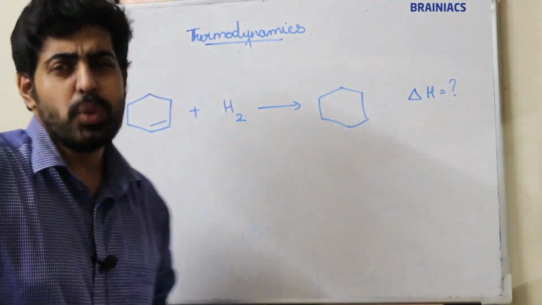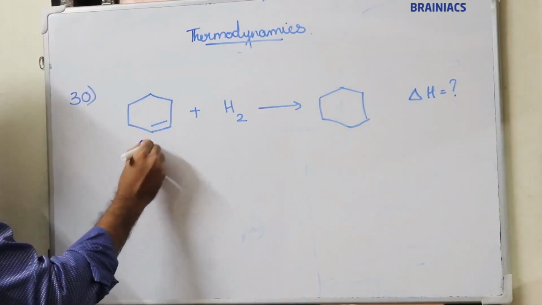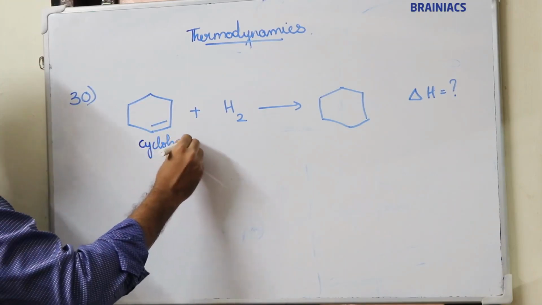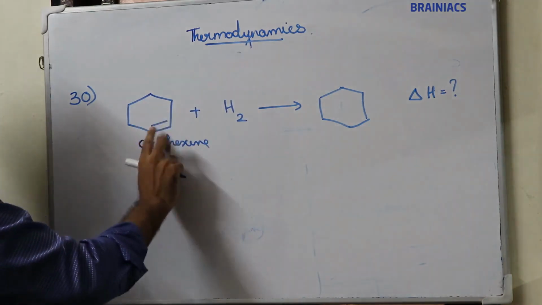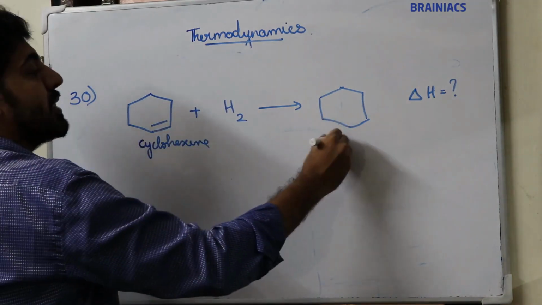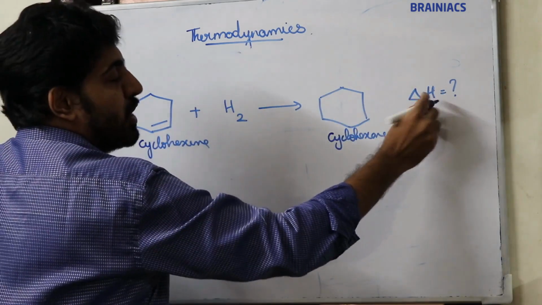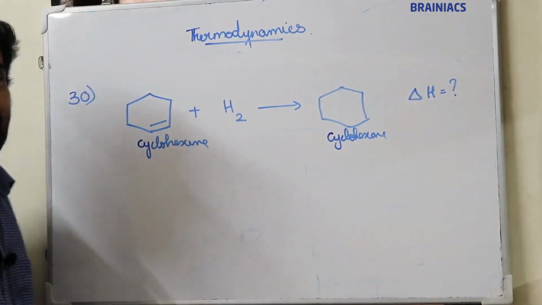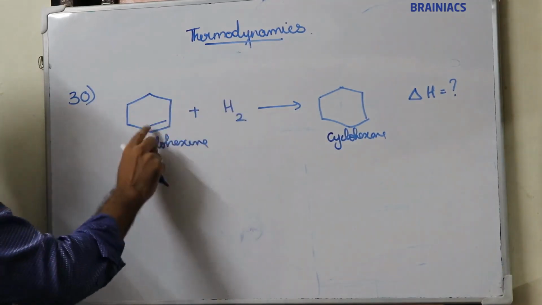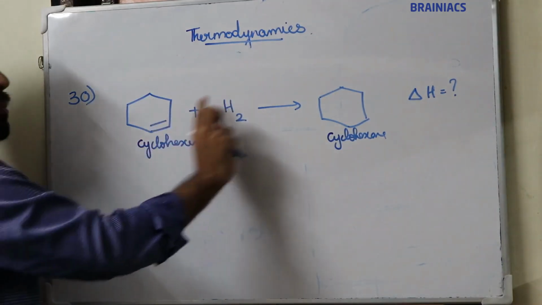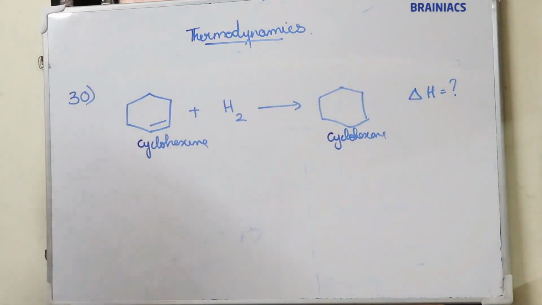That means, what is hydrogenation? Addition of hydrogen. So, this is cyclohexene. To cyclohexene, we are adding hydrogen. So, these two hydrogens will attach here. So, this double bond will become a single bond. This is cyclohexane. We have to calculate the enthalpy of this reaction. That is the enthalpy of hydrogenation. Addition of hydrogen is known as hydrogenation. When we add hydrogen across this double bond, it will become a single bond again. So we have to calculate delta H for this reaction.